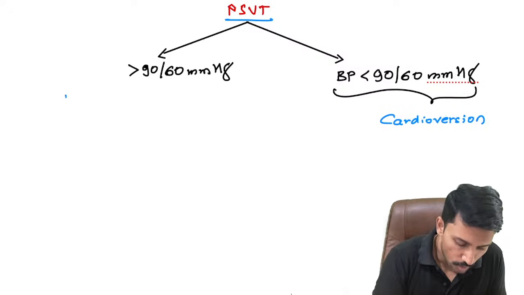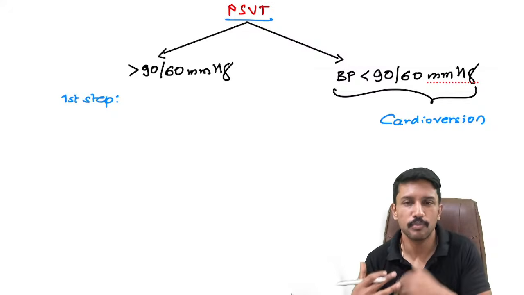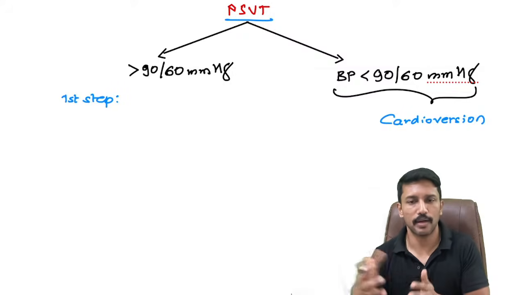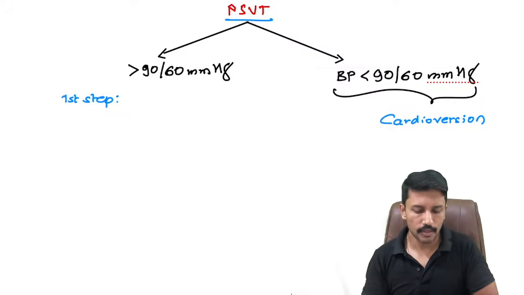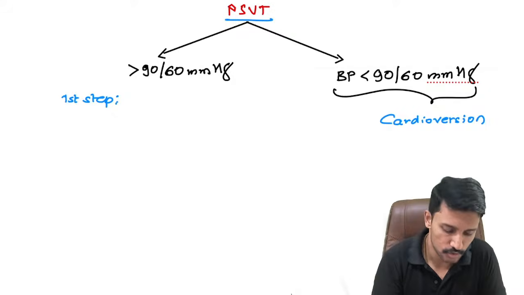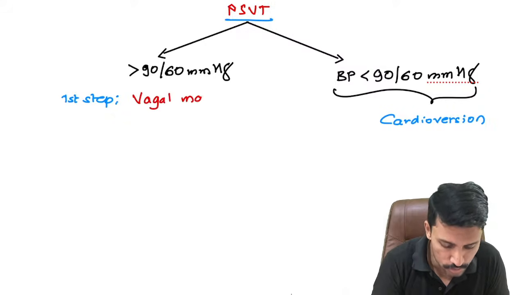So step number one, when I get a PSVT, PSVT generally tends to respond well to stimulation of the vagus nerve, right? What is the impact of the vagus nerve? The vagus nerve slows down the heart rate. So I can use that method. I can try to stimulate the vagus nerve. Whatever physical measures we do to stimulate the vagus nerve we call vagal maneuvers.